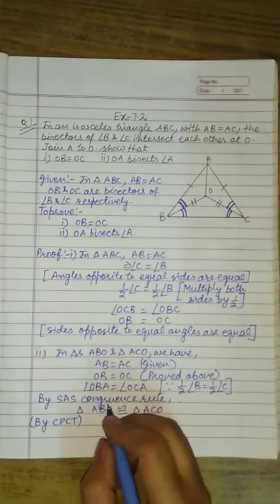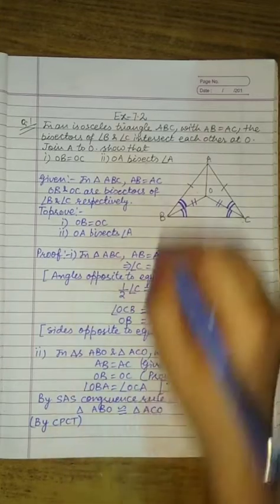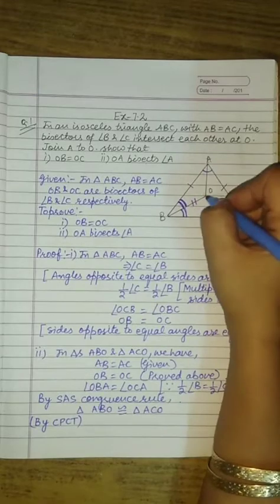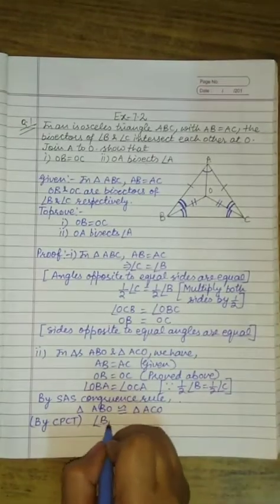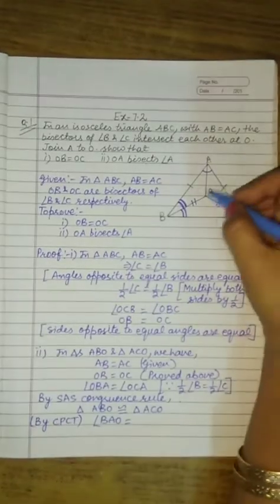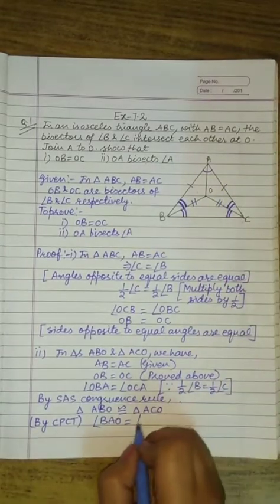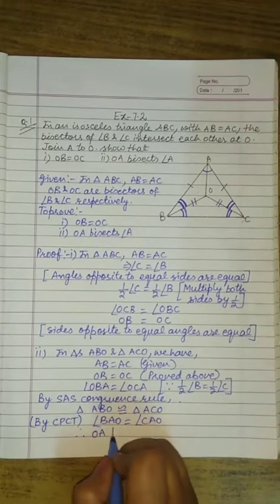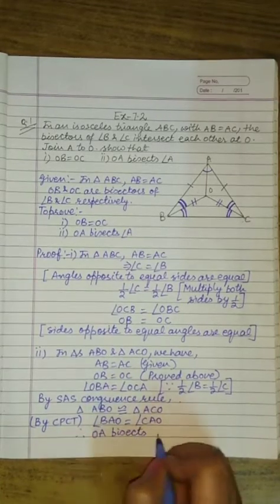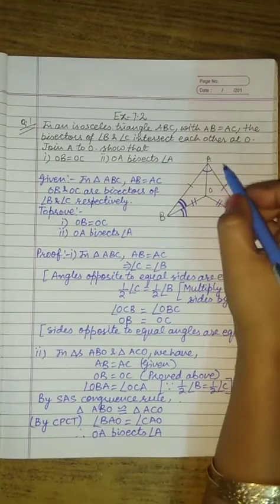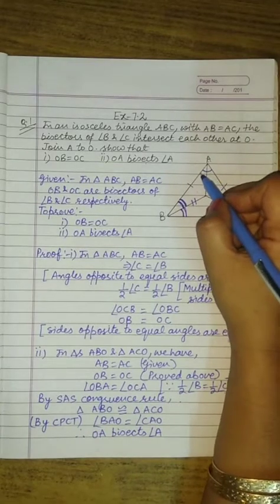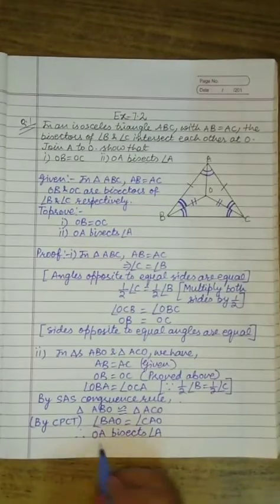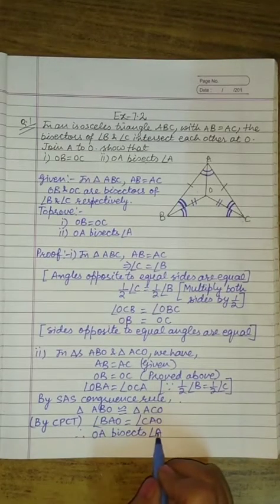So by CPCT we can write angle BAO is equal to angle CAO. It means therefore OA bisects angle A. Now by CPCT this angle A is divided into two equal parts. So OA bisects angle A.